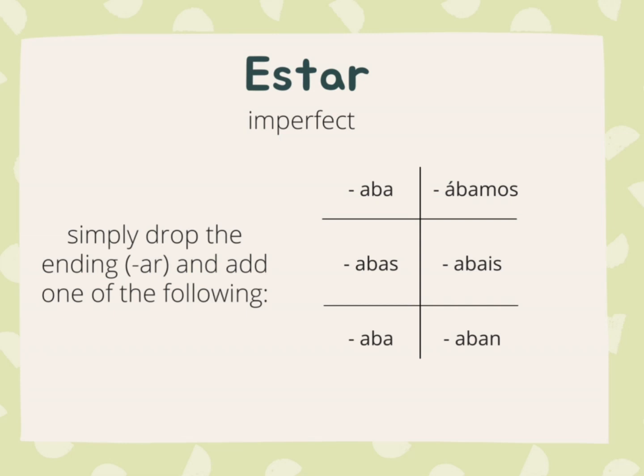So we have aba for yo, abas, tú. El, ella will be aba. Ábamos is nosotros. Abais, vosotros. Ellos, ellas, ustedes, would be aban. And I'll show you examples of how these look in a little bit, okay?